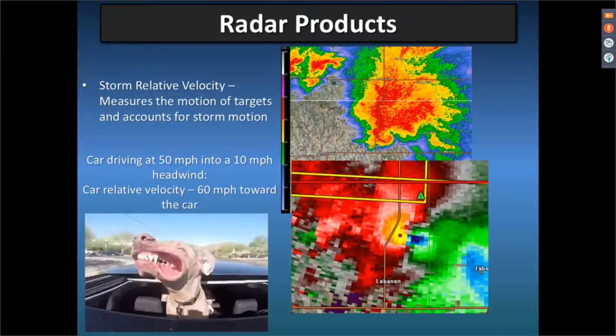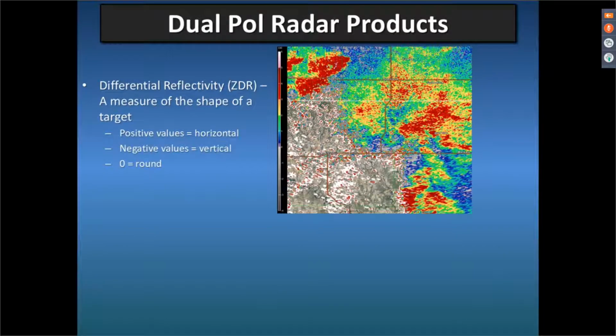And you can kind of think of it as like a car driving at 50 miles per hour into a 10 mile per hour headwind. And overall, the car relative velocity would be 60 miles per hour towards the car. And we can use that, and it can show areas of rotation a lot better than just looking at the base velocity product alone. All right.